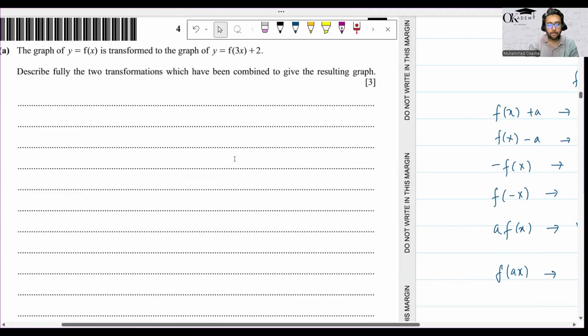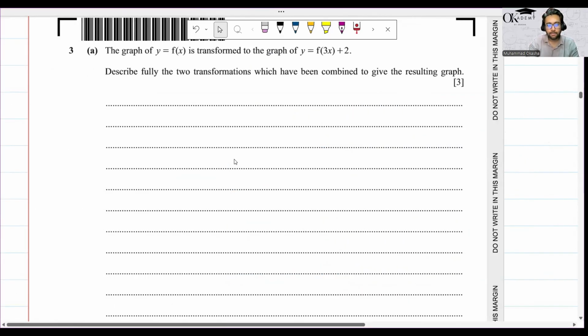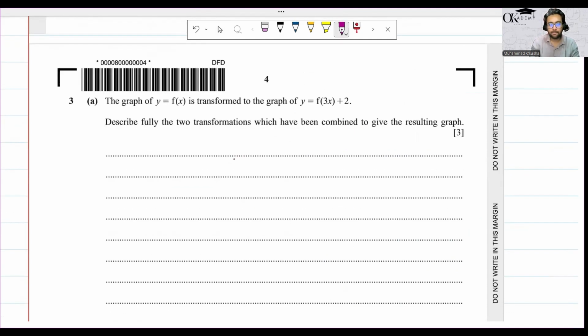So by looking at this, you can already tell this plus 2 means that the graph was a vertical translation, or you could just say moved up by 2 units. That also works, right? No need for fancy words.